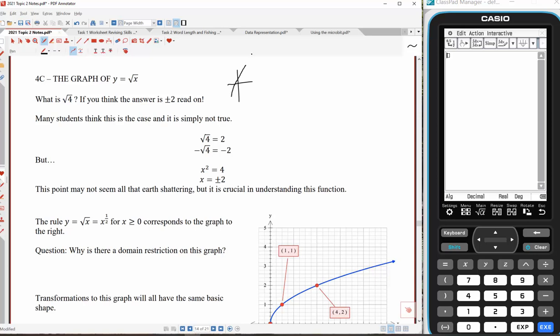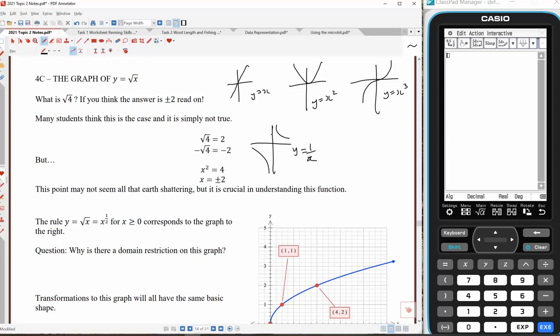So this graph here is the y equals x linear. This one here is the y equals x squared parabola. This here is the y equals x cubed cubic. This one here is the y equals 1 on x hyperbola, asymptote there and there.